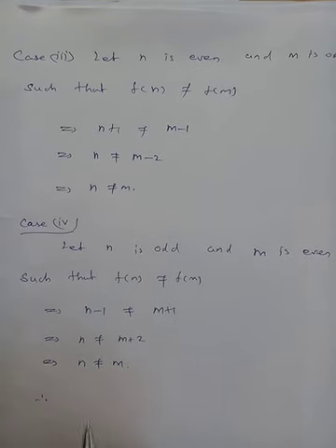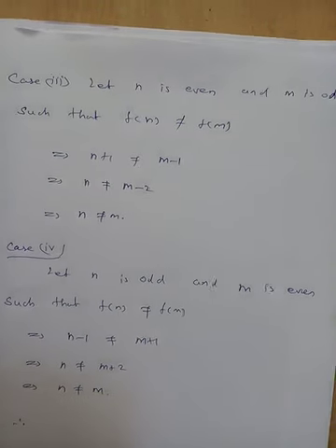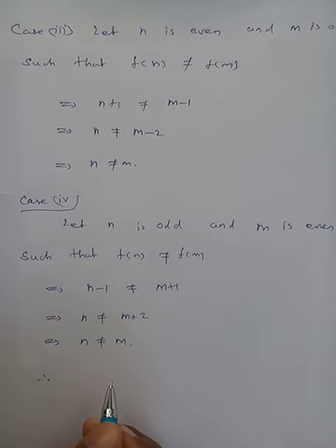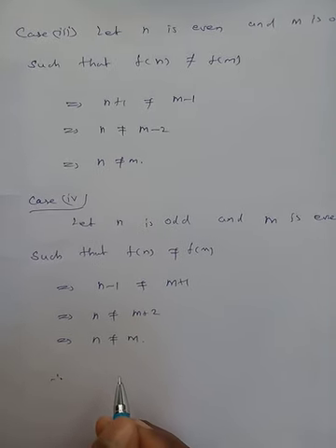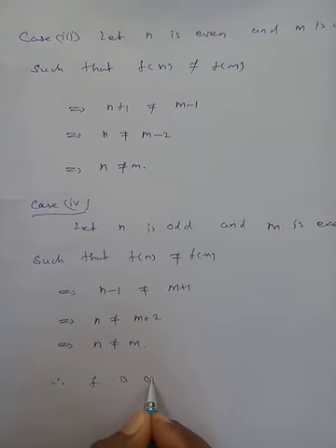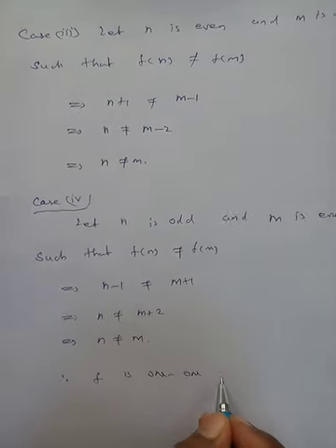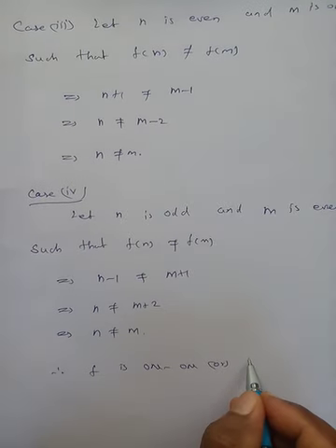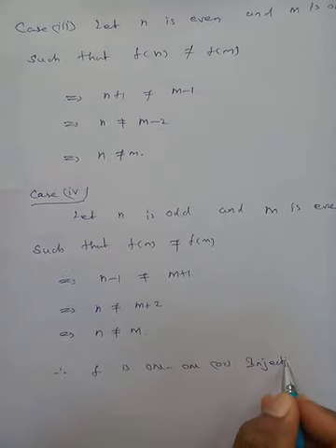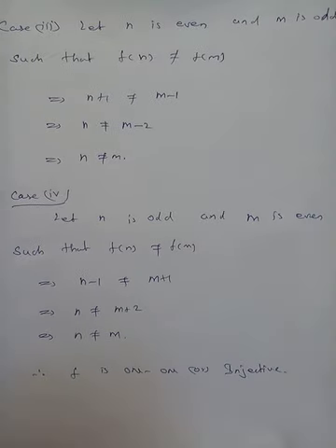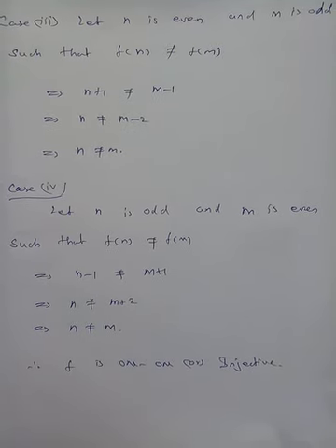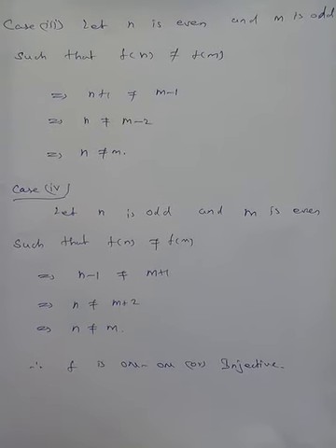Therefore, if f(n) is equal to f(m), n is equal to m. If n is not equal to m, f(n) is not equal to f(m). Therefore, f is one-to-one, or injective. Next, we are going to prove f(x) is onto, or surjective.